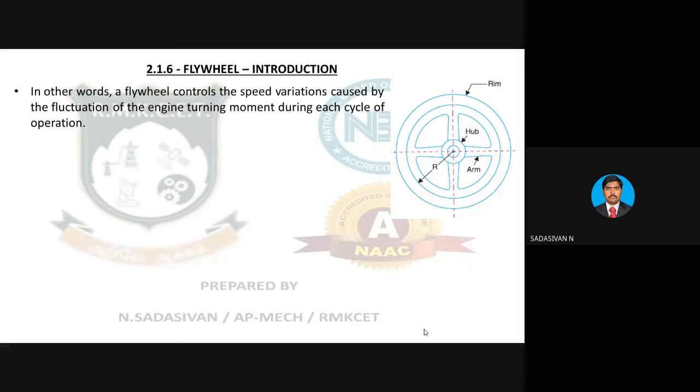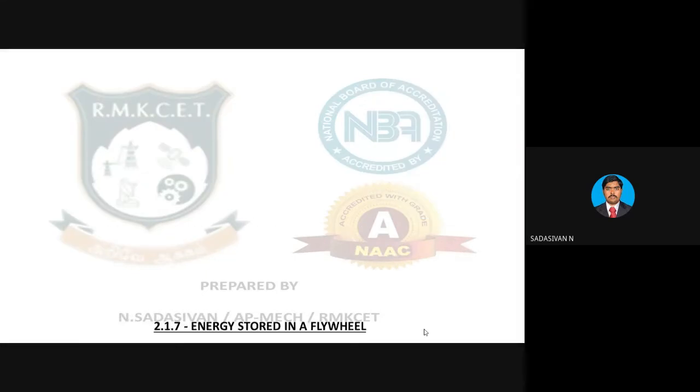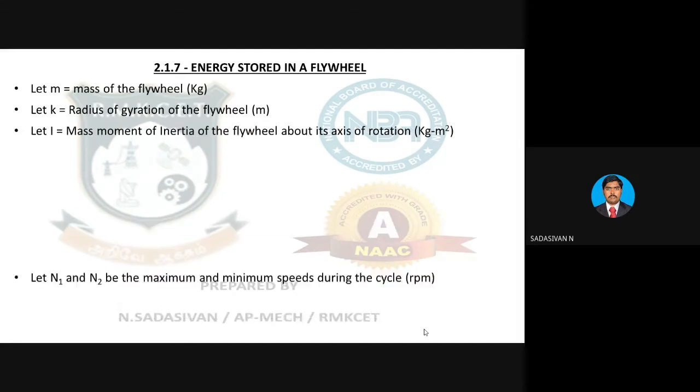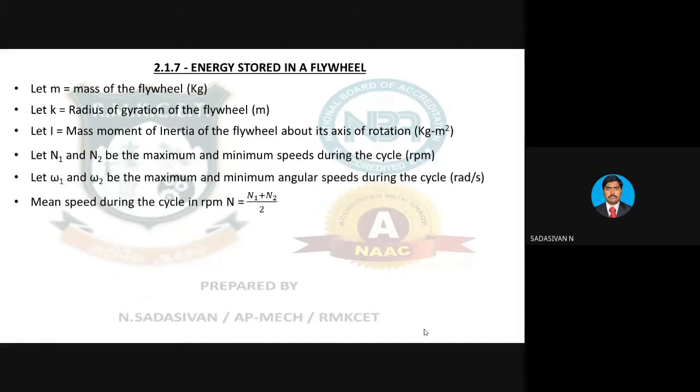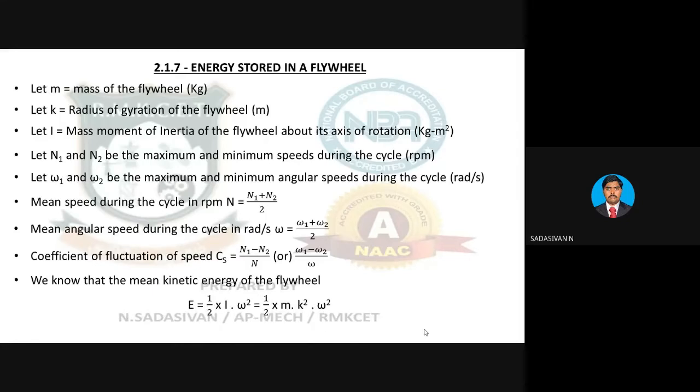Okay, so parts of the flywheel, you just look at the diagram: rim, hub, and radius of the flywheel, arm. All these things you have to know, theoretically. There is not much available for me to explain about the flywheel right now. Energy stored in a flywheel, there is a small self-explanatory derivation. How do you find out the energy stored in a flywheel? I don't think it is very difficult. You can just read it and understand.